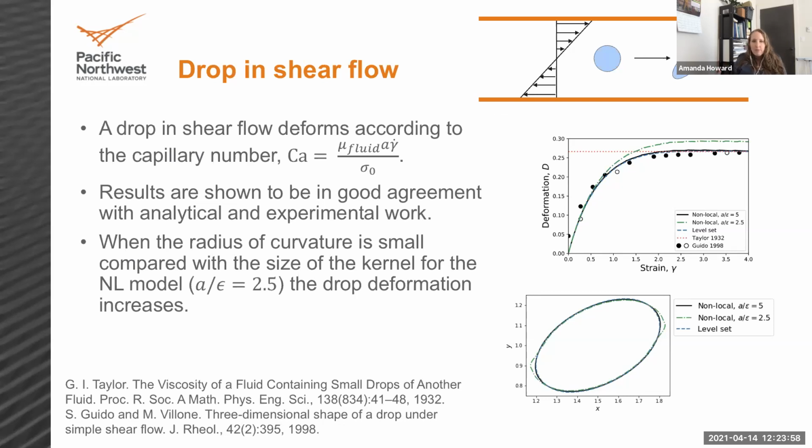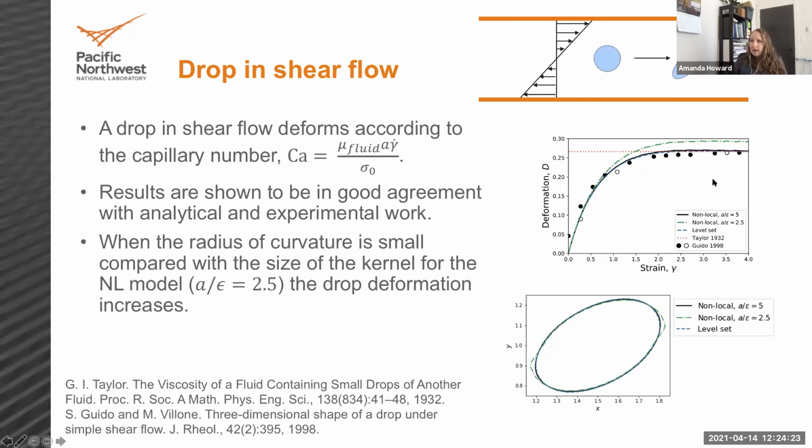And what we know about a drop in a shear flow is the steady state shape of the drop becomes an ellipsoid. And we know that the length of this ellipsoid, it's called the deformation, has an analytical form that's been really well studied. So we can use this to test our code. So we've tested both the macroscopic case and the nanoscale case.